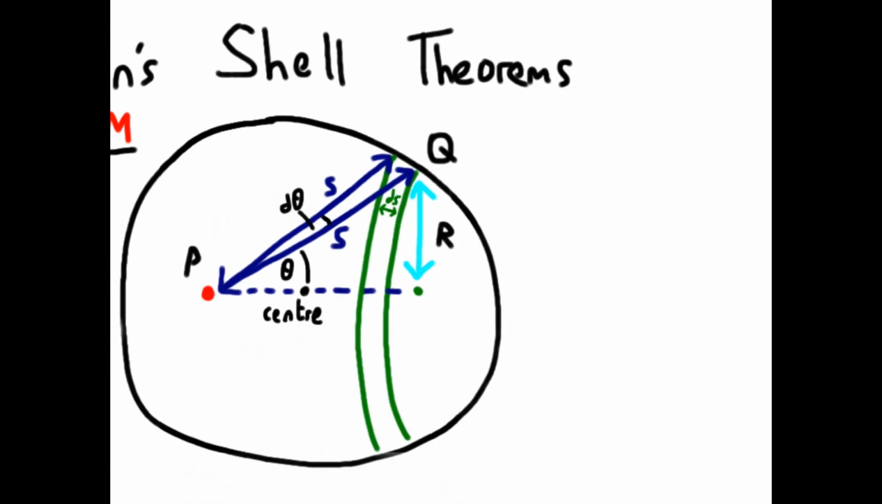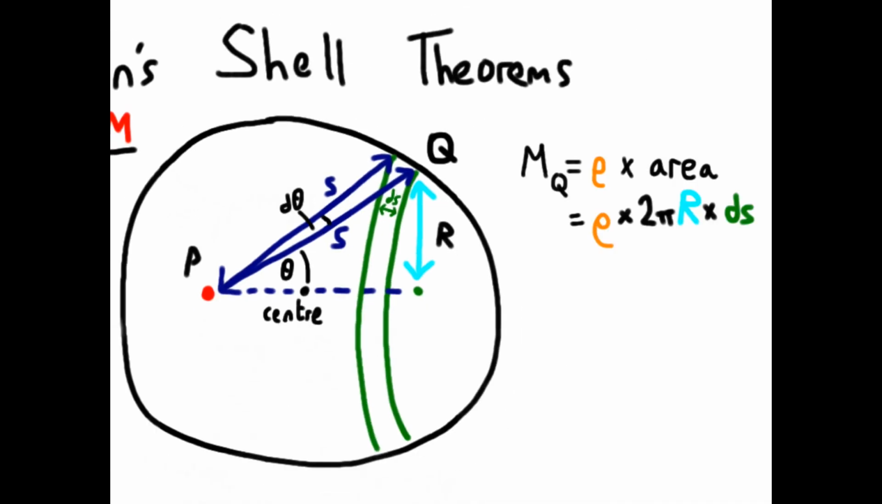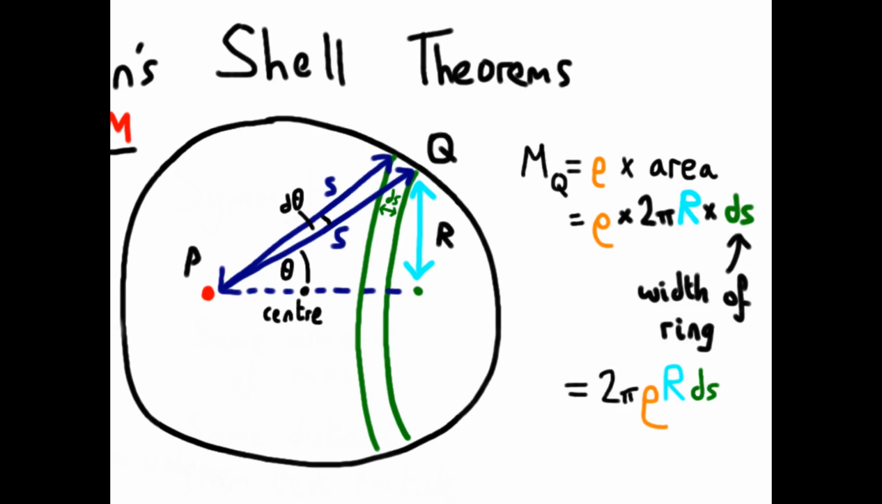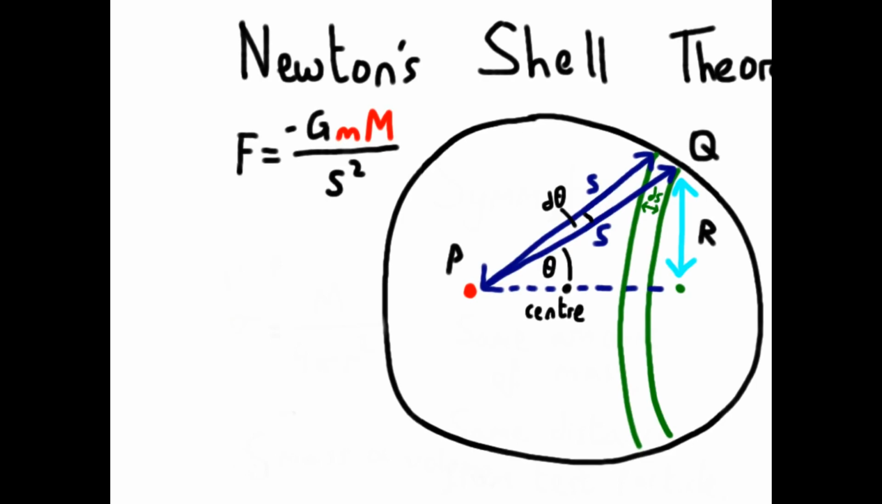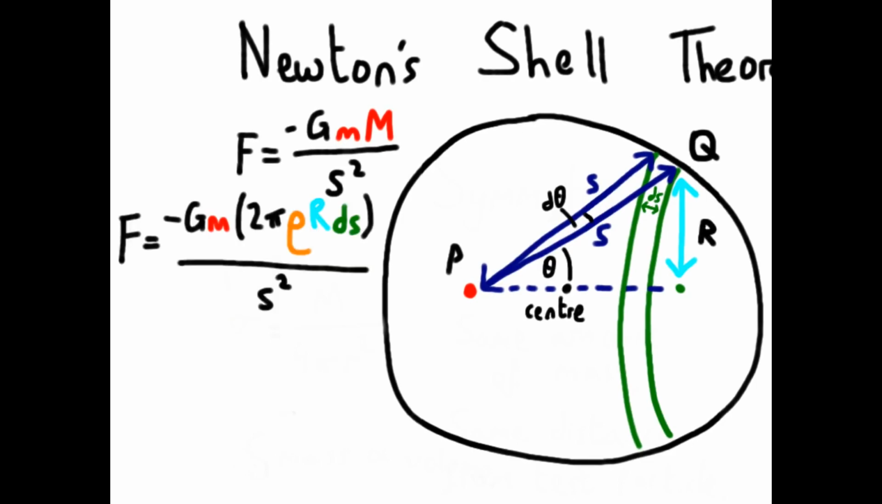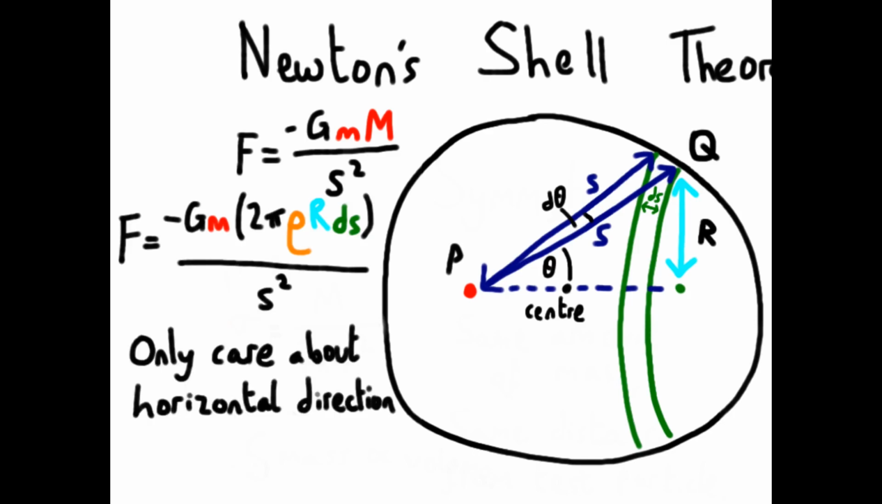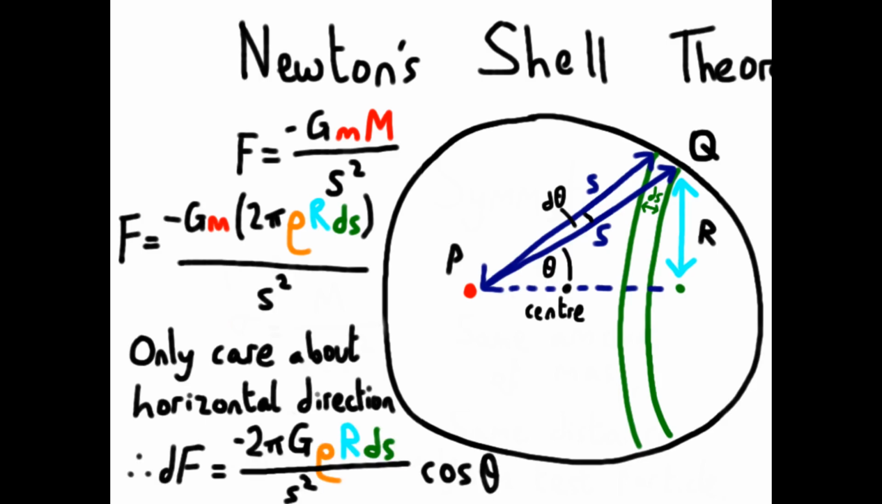We can use the density of the shell, ρ, the radius of Q, r, and the width of Q, ds, in order to find the mass of Q. Mass will be equal to the density times the circumference of Q, 2 pi r, multiplied by ds. If we substitute m with this new expression, we get F equals minus G M 2 pi ρ r ds over s squared. Remember, we only care about the horizontal direction, which is where our theta comes in. We simply multiply the force by cos of theta to get the net force exerted by Q on P.